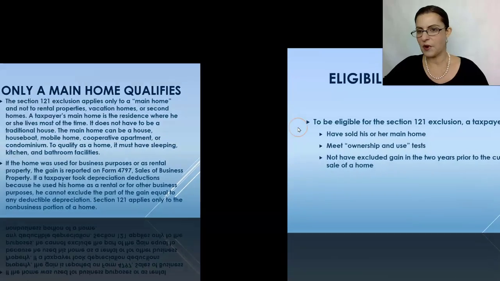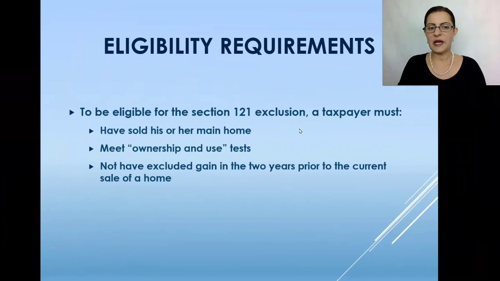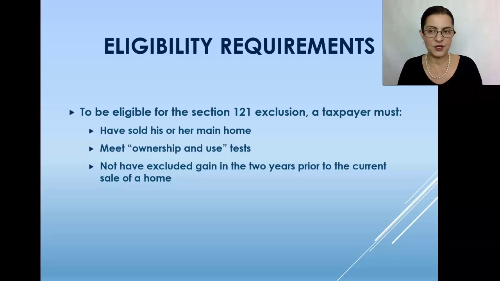Okay, eligibility requirements. So in order to be eligible for the Section 121 exclusion, the taxpayer must have sold his or her main home. Has to be a main home. Can't be a vacation home or a second home or anything like that. The taxpayer has to meet the ownership and use tests. Ownership and use, two separate tests, and I'm going to go over those. And then the taxpayer cannot have excluded gain in the 2 years prior to the current sale of the home.